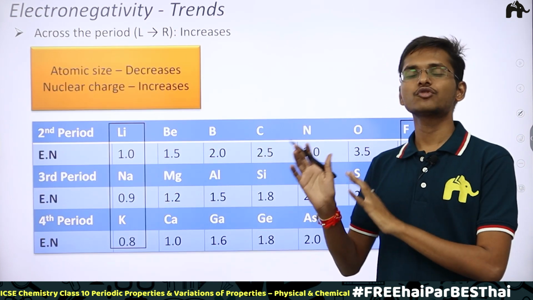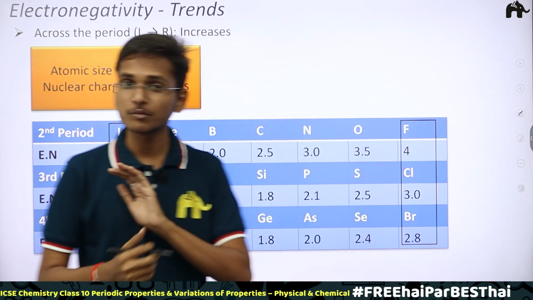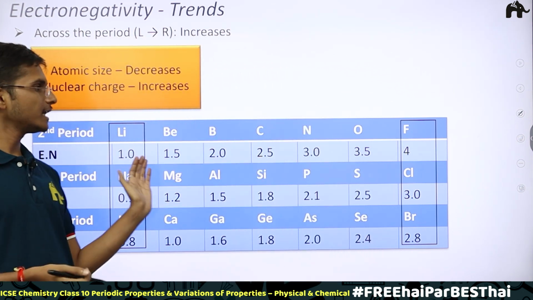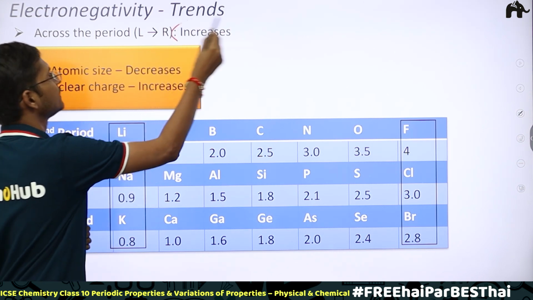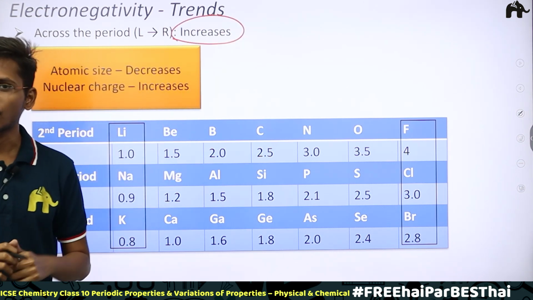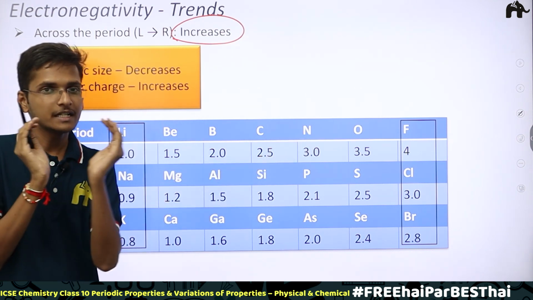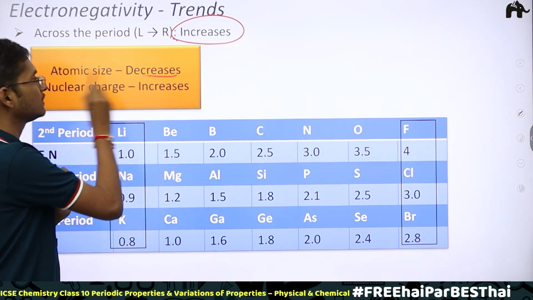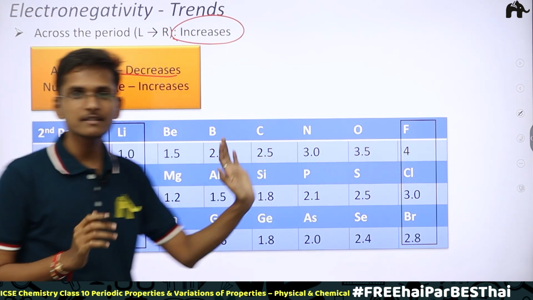Now let's see what happens to the electronegativity values, or the trend of electronegativity, when we move across the period from left to right. So electronegativity is increasing. Now why is this so? Very simple, because when we move from left to right, atomic size decreases, and nuclear charge goes on increasing because atomic number is increasing.